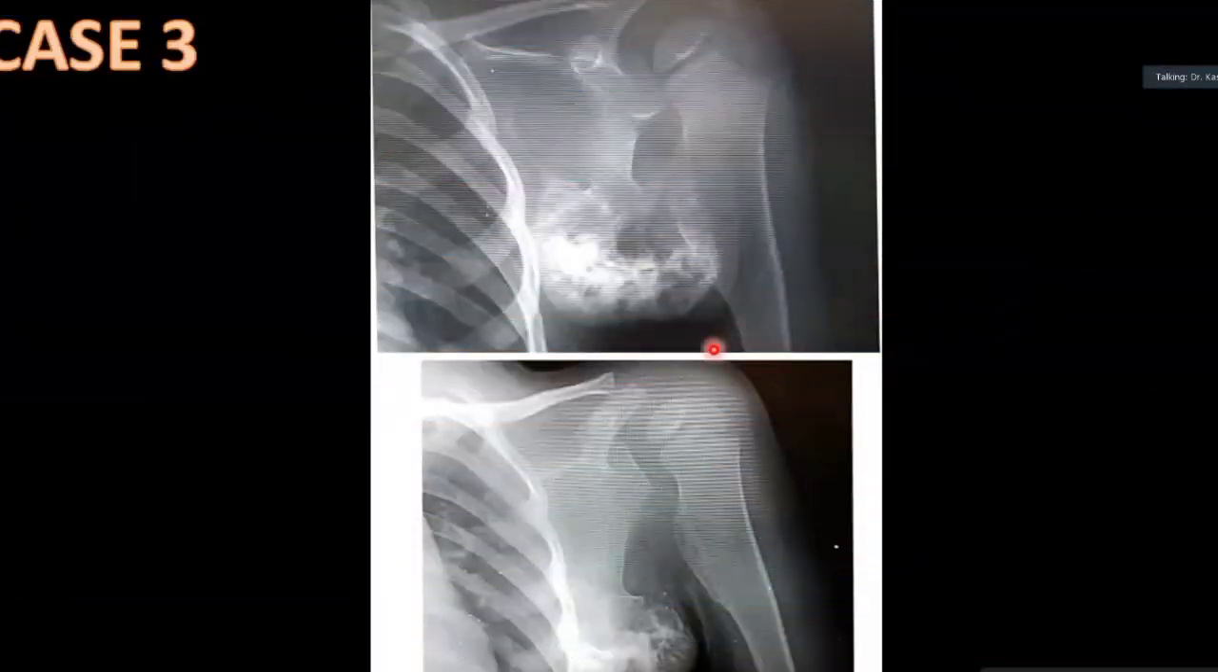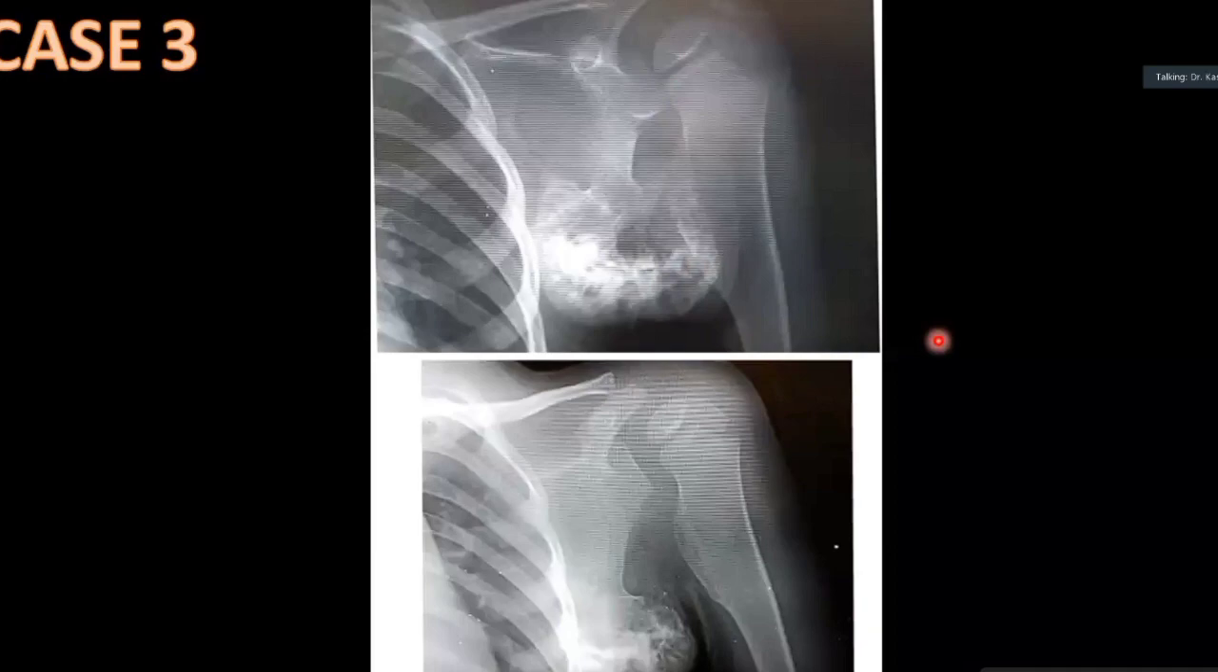So here we can see a large exophytic, expansile, mixed sclerotic and lytic lesion arising from the lateral border of the left scapula. It has some chondroid internal calcifications. And there is also expansion of the left proximal humerus.